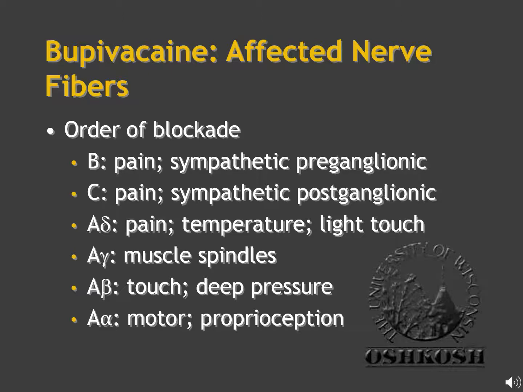Unmyelinated fibers are blocked more readily than those with myelin sheaths, and fibers located on the perimeter of nerve bundles will be susceptible to the effects of local anesthetics sooner than those that are in the core. So, this supports the idea that pain and temperature are most rapidly blocked by local anesthetics, while deep pressure and motor function are blocked much later. Recovery from local anesthetic will occur in the reverse order of the onset.